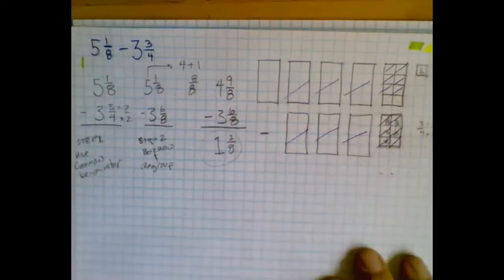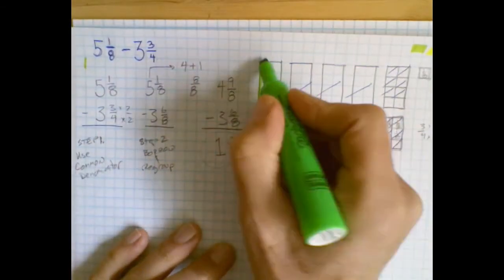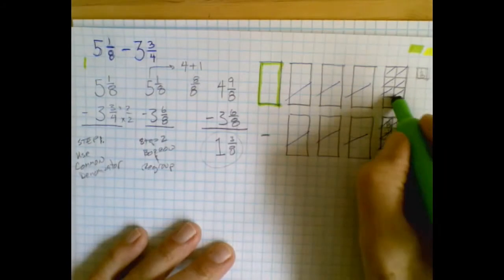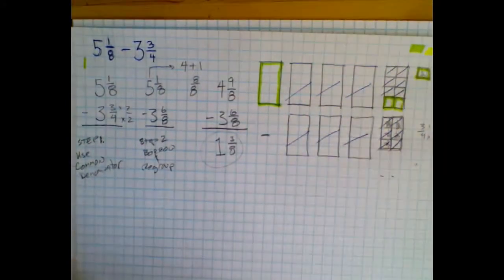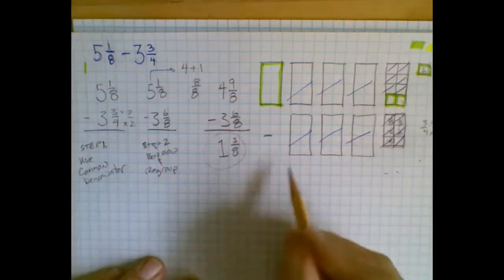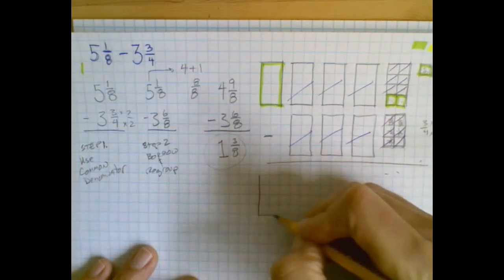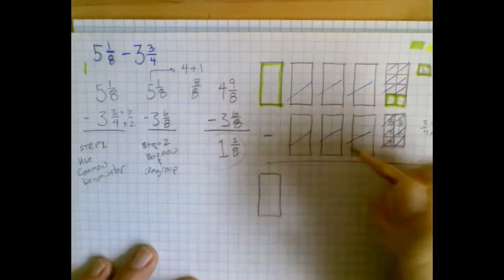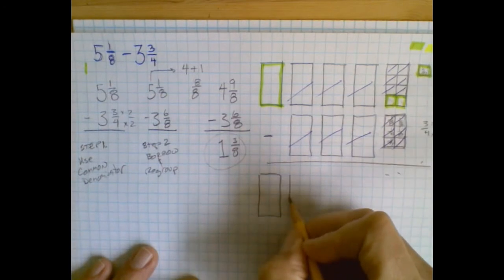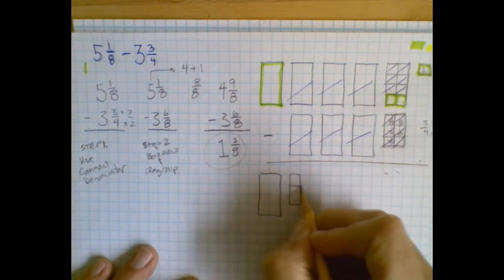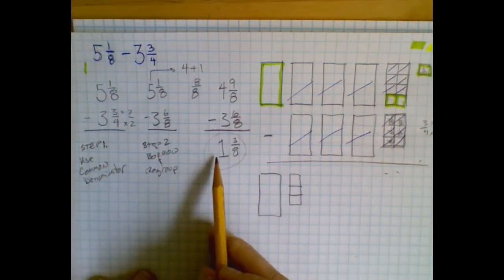And what do I have left over? Well, what's left over is this whole piece here, and 1, 2, 3 of my 8th pieces. And so what am I left with? I'm left with 1 whole and 1, 2, 3 8th pieces. So 1 and 3/8, just like I had as the number.